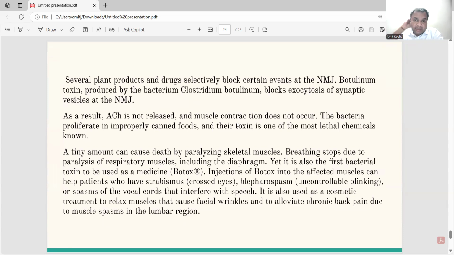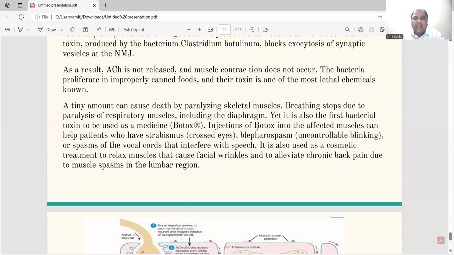Certain muscles are actually required to contract. The bacterium proliferates in improperly canned foods, and the toxin is one of the most lethal chemicals known. A tiny amount of botulinum can cause death by paralyzing the skeletal muscles. Breathing stops due to paralysis of the respiratory muscles, including the diaphragm. When the diaphragm is paralyzed, the person cannot breathe, and if there is no breathing, there is death.